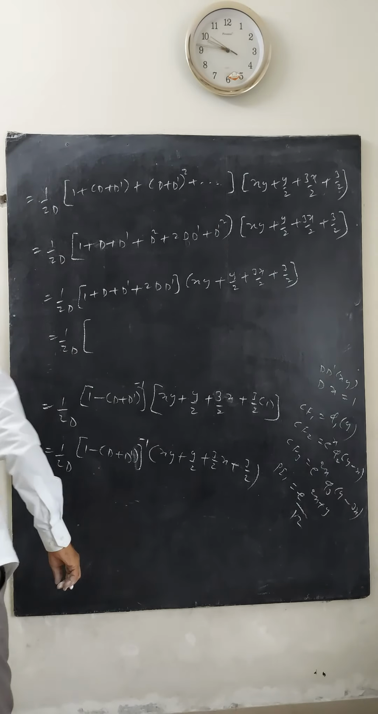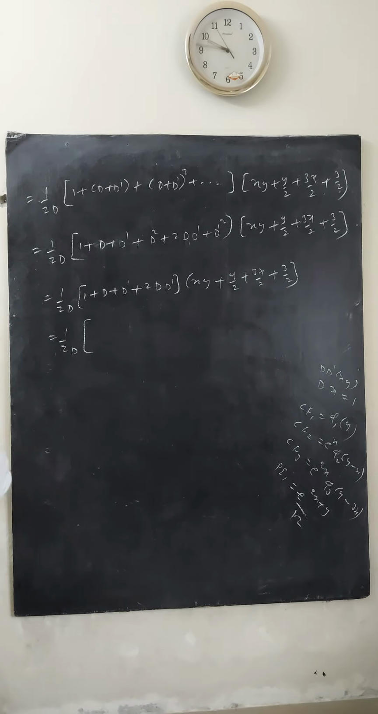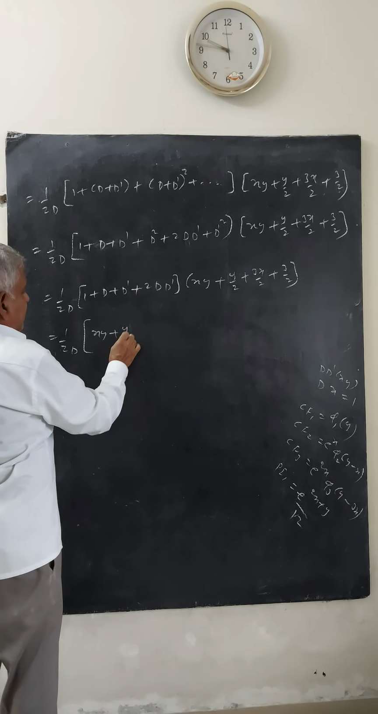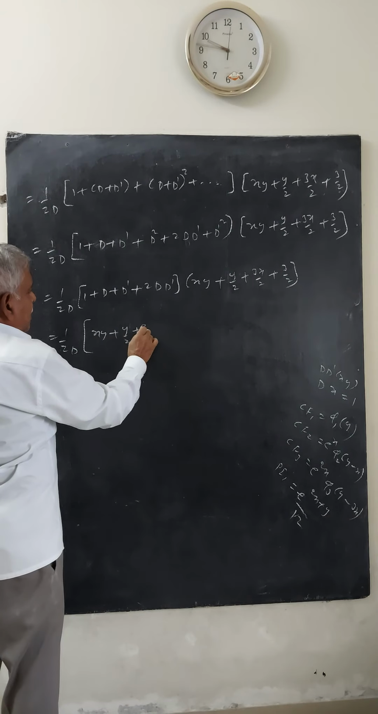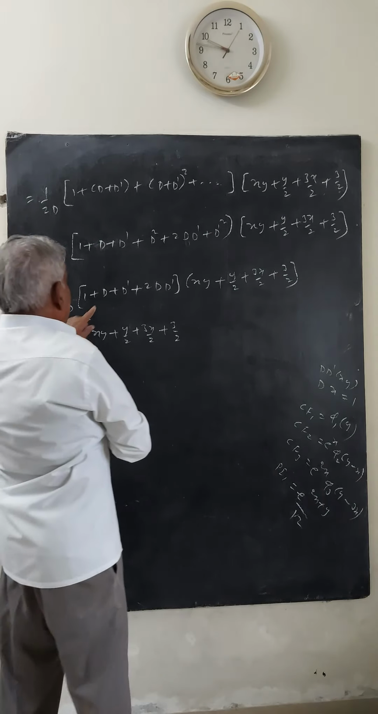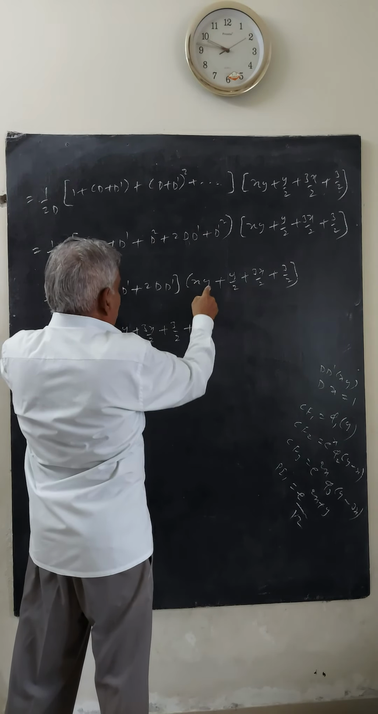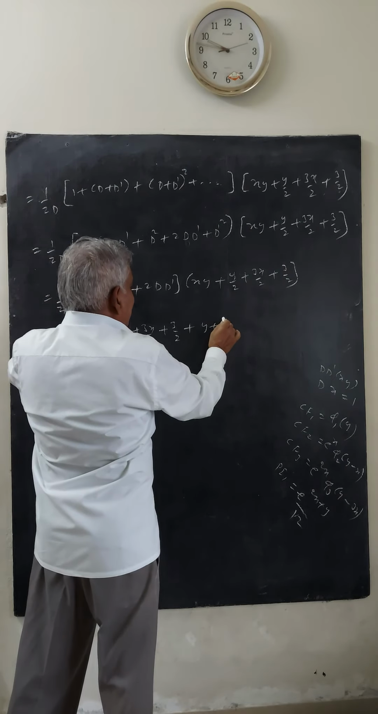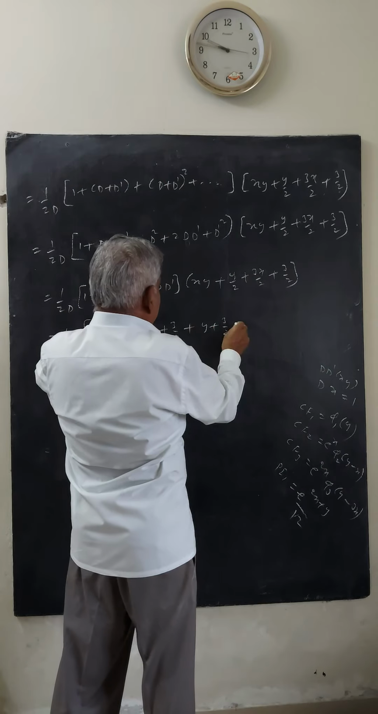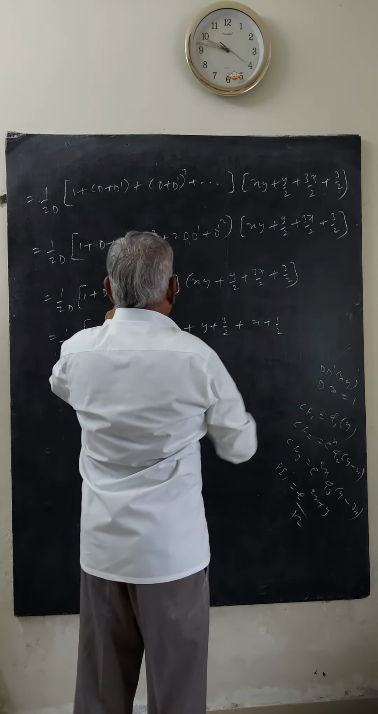Now bring 1 by 2D inside. 1 into this complete xy plus y by 2 plus 3x by 2 plus 3 by 2. And D means differentiation with respect to x only. X means 1, y. Here x is there, 3 by 2. D dash is differentiation with respect to y only. Here y is 1, x. Here y is there, 1 by 2.